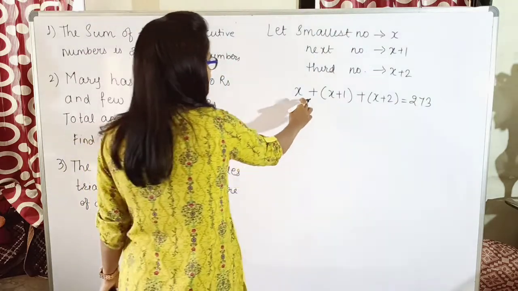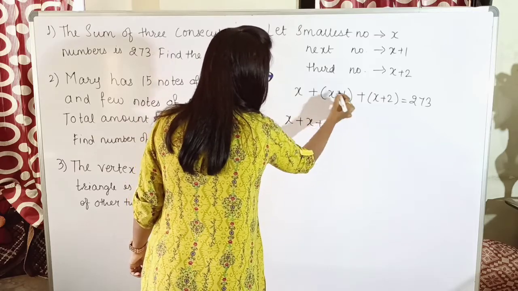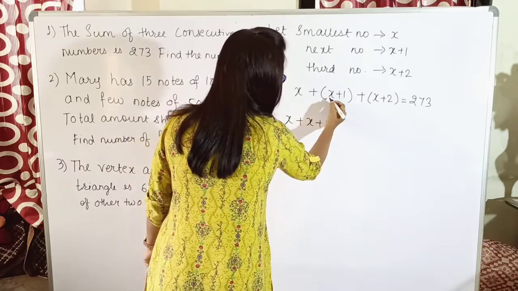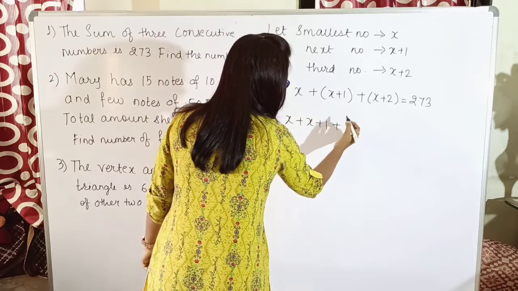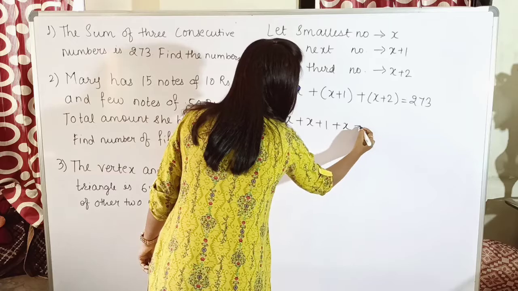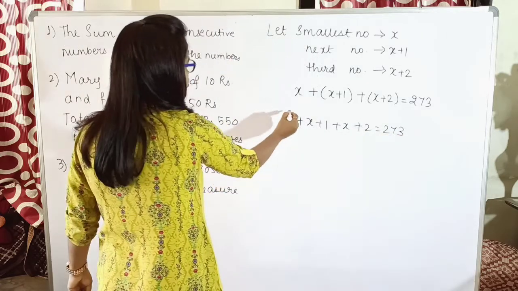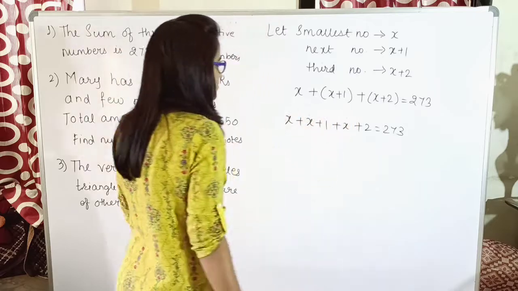Let us simplify. Let us multiply with plus. It will give me x plus 1. Since it is plus, the signs will remain the same for x and 1. x plus x plus 1 plus x plus 2 equal to 273. So as you can see, how many x terms are there? 3.